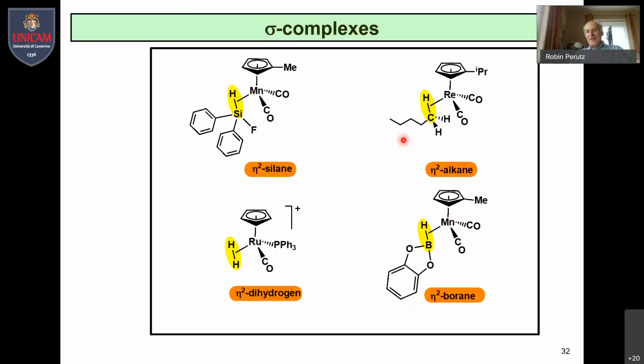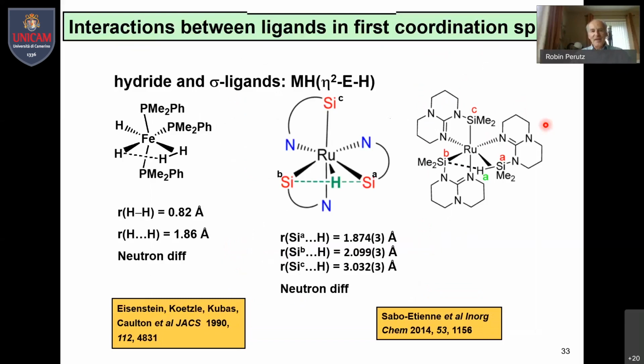This is a pentane complex, pentane bound through the terminal CH bond to rhenium. These days, there are nice crystal structures of metal alkane complexes synthesized by my colleague Andy Weller, if you want to look at examples. So I want to look at the interactions between the ligands, as I showed a moment ago.